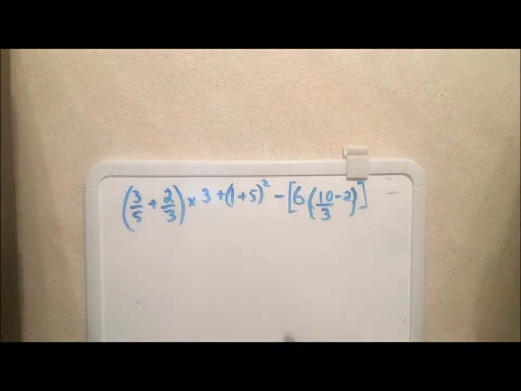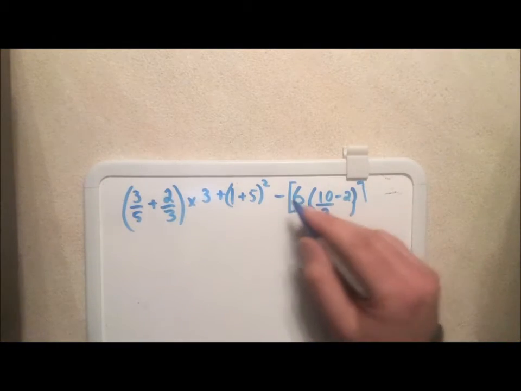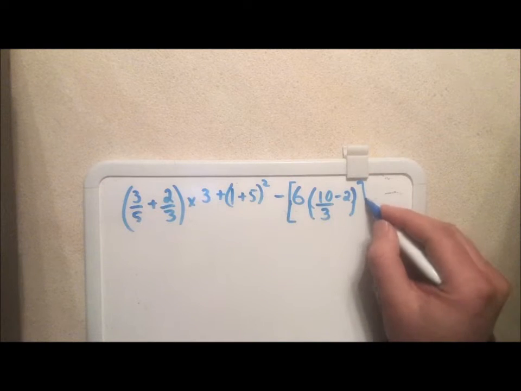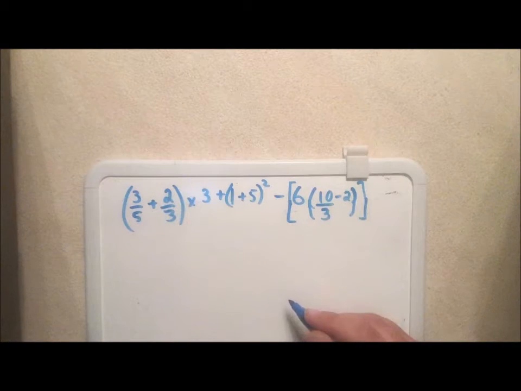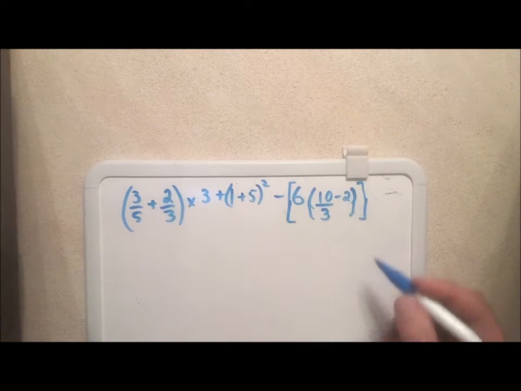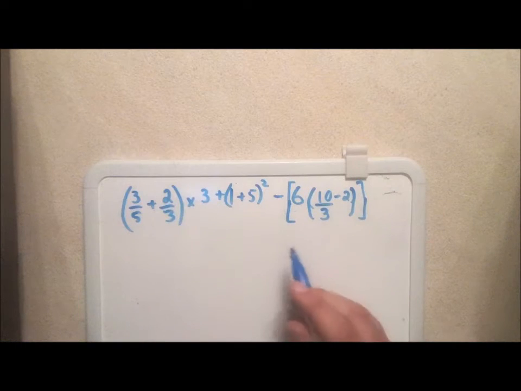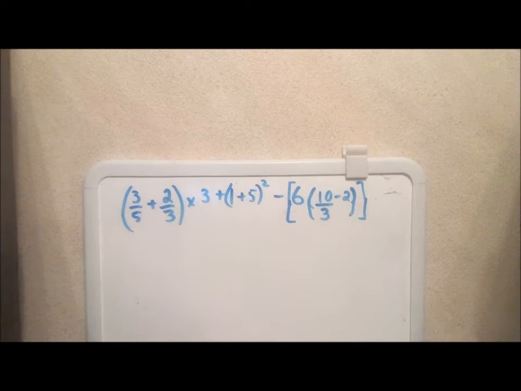All right, so let's check out this question here. This is pretty crazy. It's got some fractions, some crazy brackets, some exponents, and whatever, okay? So again, with BEDMAS, we always just start with the B. So if we see brackets, we gotta solve them first.